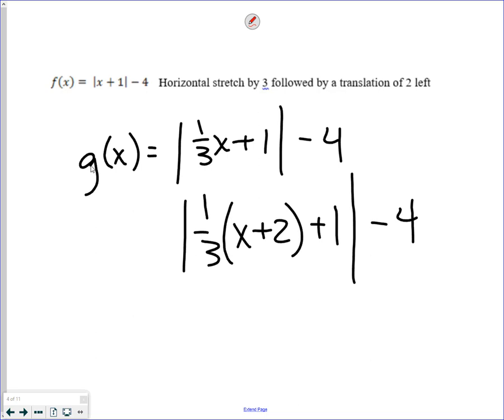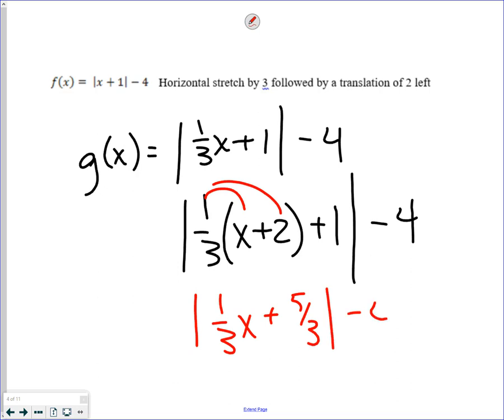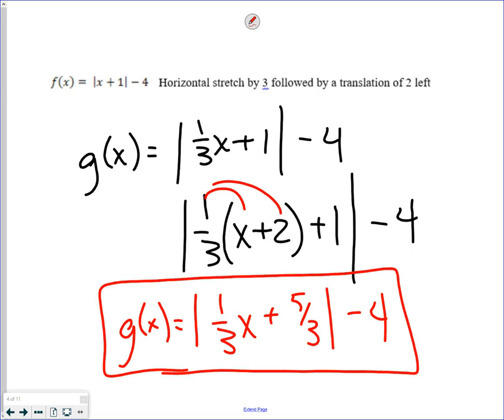Now, I want my class to go ahead and distribute and add like terms inside here. So I'd have 1/3 x, 2/3 plus 1 would be 5/3, minus 4. So the answer to this question is right there.